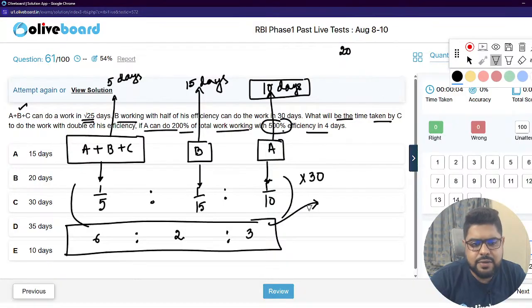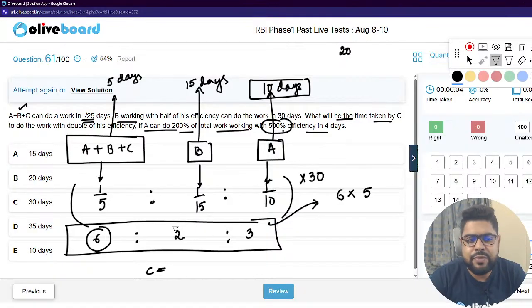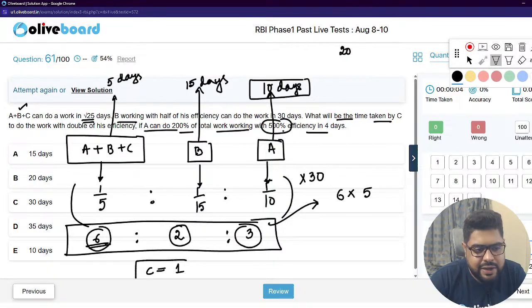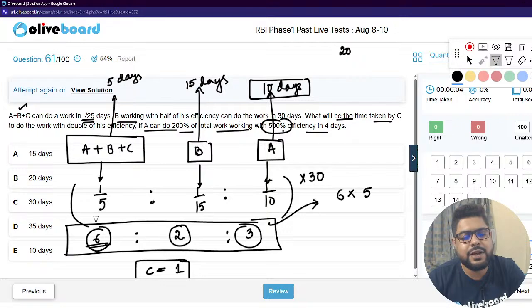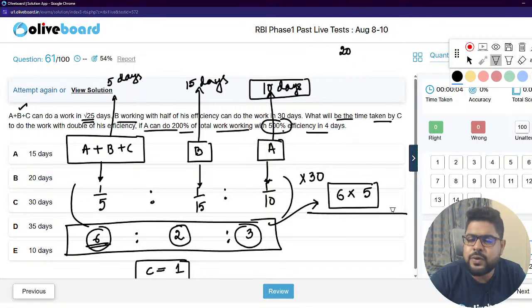Now the total work. A plus B plus C can do 6 units of work every day and they are taking 5 days to complete. This is the total work. First things first, what is the efficiency of C? Total they can do 6 units every day. Out of that B is doing 2 units, A is doing 3 units. So C can do 1 unit. You see, 3 plus 2 is 5, plus 1 is 6.